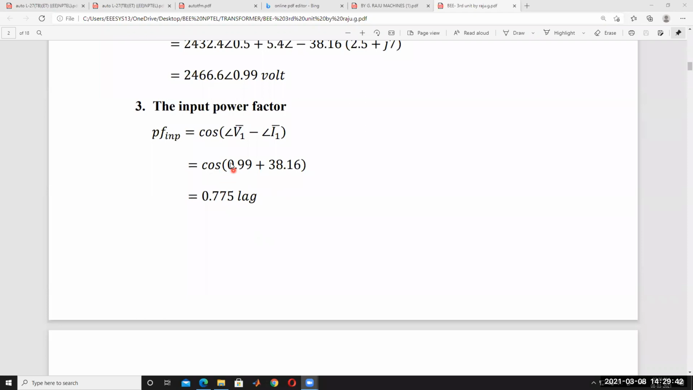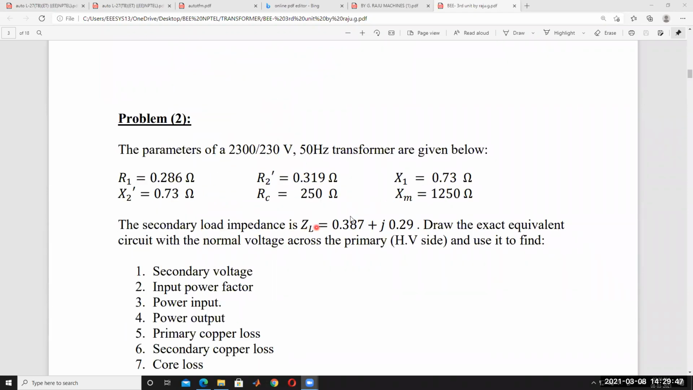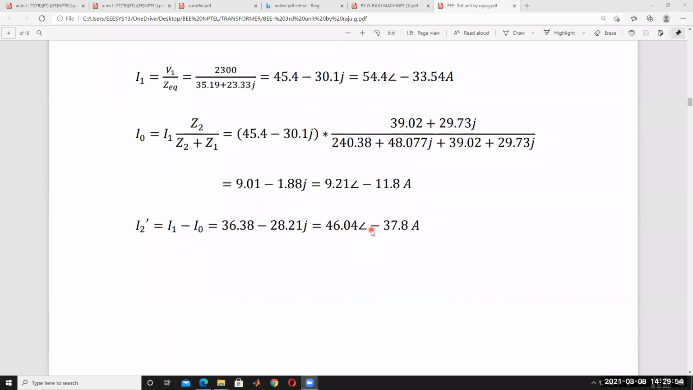Input power factor is also the angle between V1 and I1. Similarly, for this problem also we will get answers. By solving yourself, you can easily understand these problems.